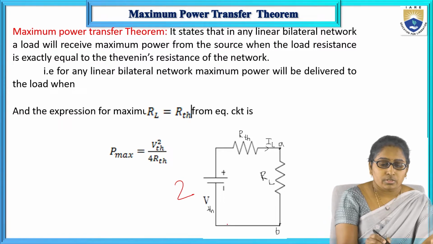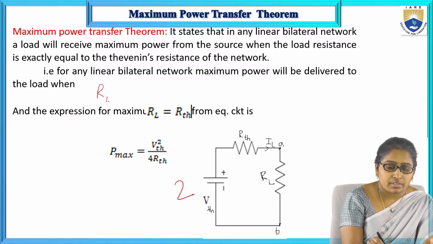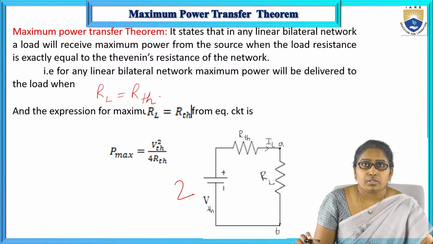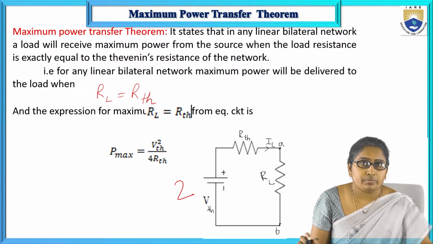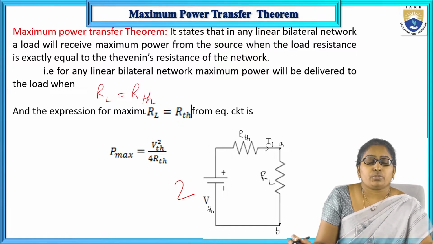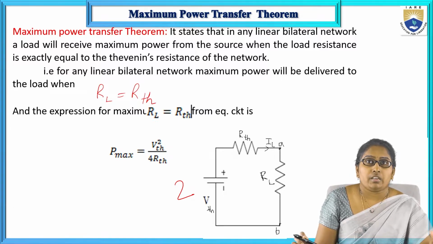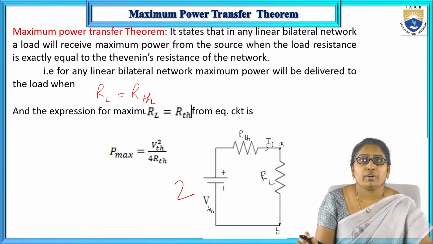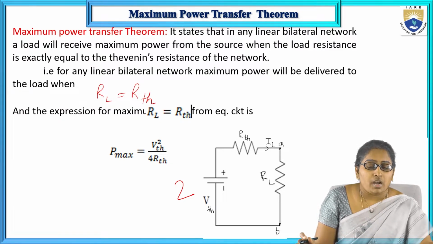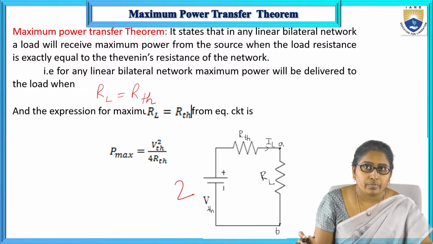So when RL is equal to RTH, that is the conclusion in a simple way. Maximum power is delivered to the load when RL is equal to RTH. RL is nothing but load resistance and RTH is nothing but Thevenin's resistance of the circuit.